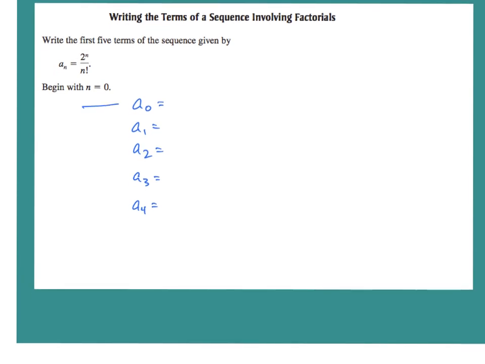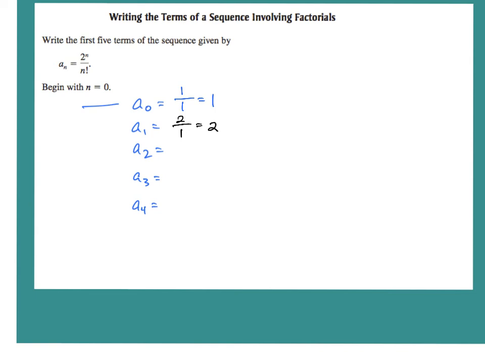All right, so if I substitute in 0, I have 2 to the power of 0, which is 1, over 0 factorial, which is 1. So I end up with 1. Now we need to find a sub 1. So now I end up having 2 to the power of 1, which is 2, over 1 factorial, which is 1. So I end up with 2.